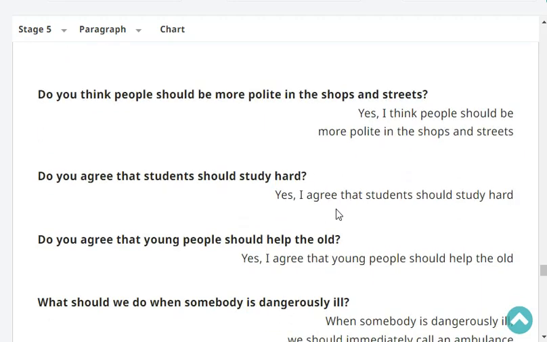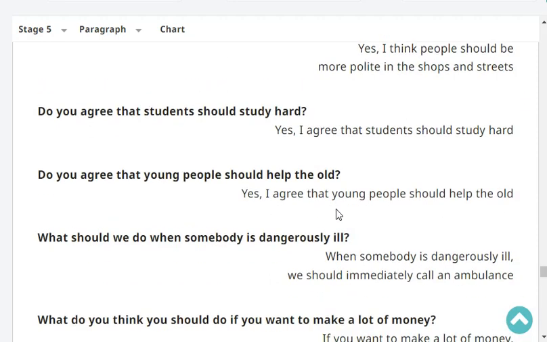Do you agree that students should study hard? Yes, I agree that students should study hard. Do you agree that young people should help the old? Yes, I agree that young people should help the old. Very good.